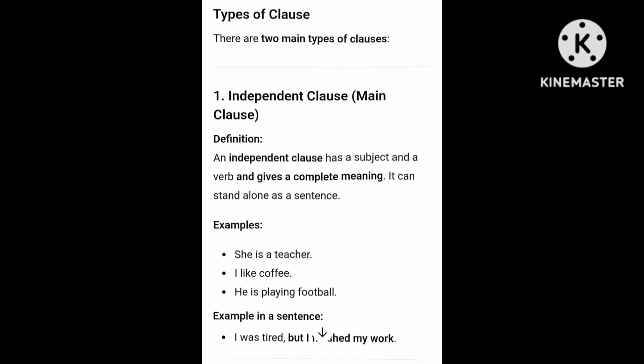Examples: she is a teacher. I like coffee. He is playing football. Example in a sentence: I was tired, but I finished my work.